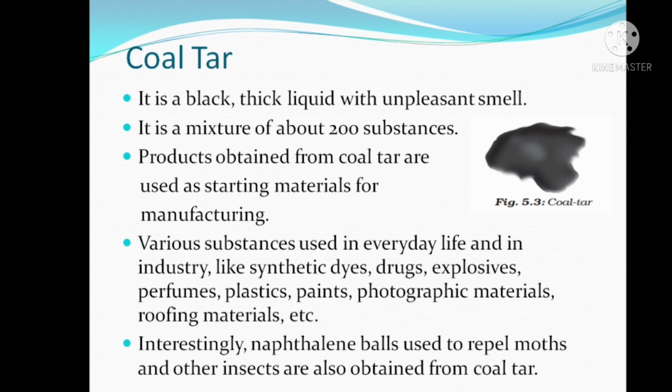Interestingly, naphthalene balls used to repel moths and other insects are also obtained from coal tar. You can see them in your daily house also. Normally we use coal tar on a kind of metal, so when an insect passes over that, it will automatically stick to it and we can throw it outside. So this is also one use of that.